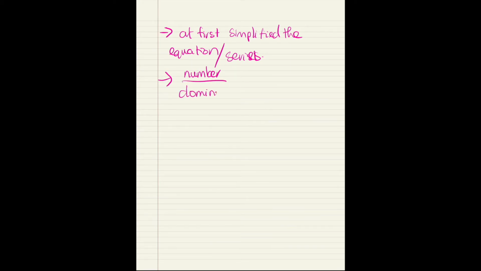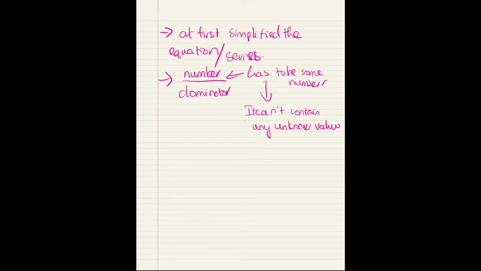So for the p-series test there are 2 qualifications. At first, simplify the equation or the series first, and then it has to be a numerator over the denominator. The numerator has to be some number. It cannot contain any unknown value, like k or n. For example, the series of k equals 1 of k over k squared plus 1, we cannot use the p-series test.